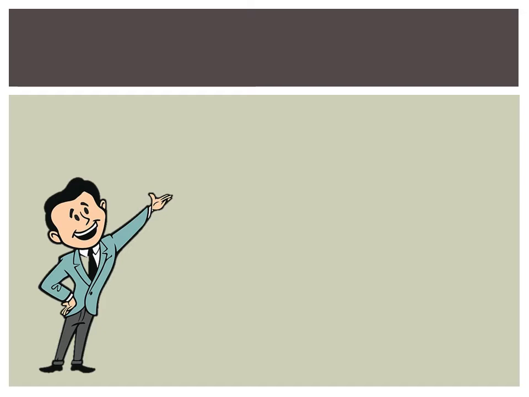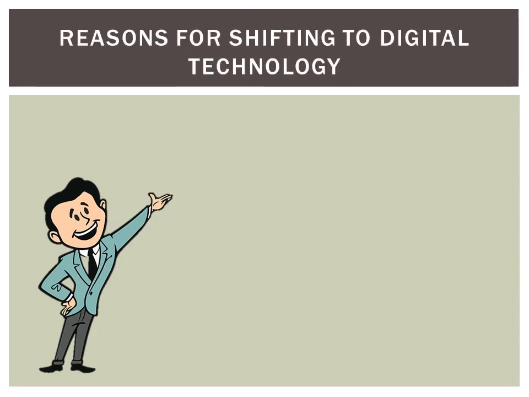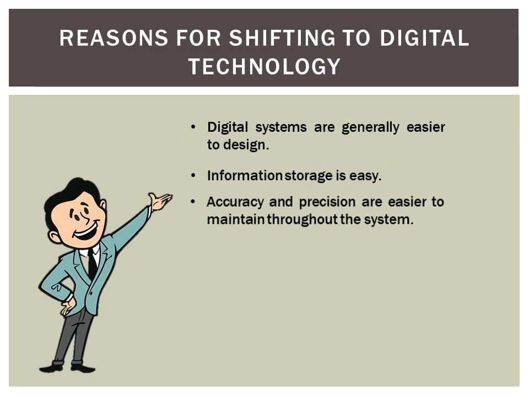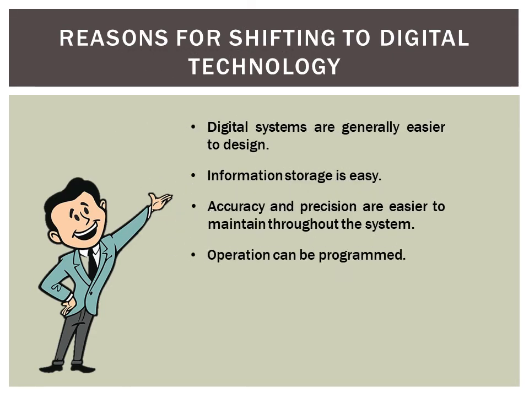Number 3. Accuracy and precision are easier to maintain throughout the system. Once a signal is digitalized, the information it contains does not deteriorate as it is processed. In analog systems, the voltage and current signals tend to be distorted by the effects of temperature, humidity, and component tolerance variations in the circuit that processes the signal.